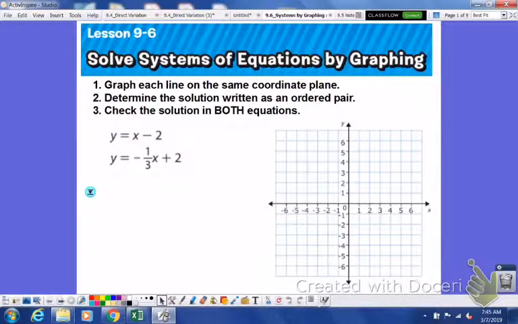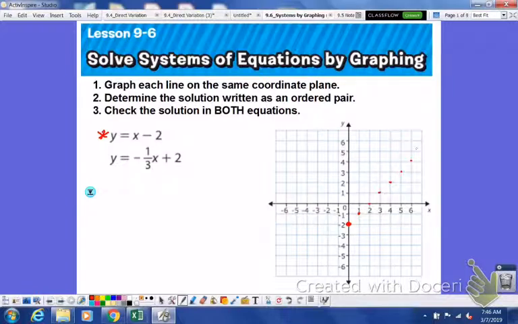So if we look at our first line here, we'll do this one in red. y equals x minus 2. Just remember this part here, that's your b, that's our beginning. So we go down, and plot -2. Then our slope, there's nothing in front of our x this time, so our slope is a positive 1. So rise 1, run 1.